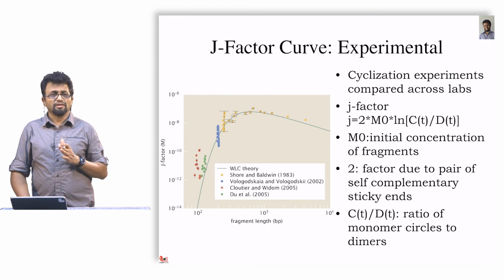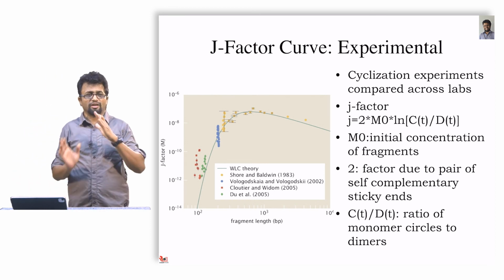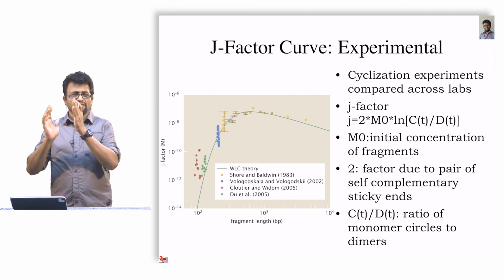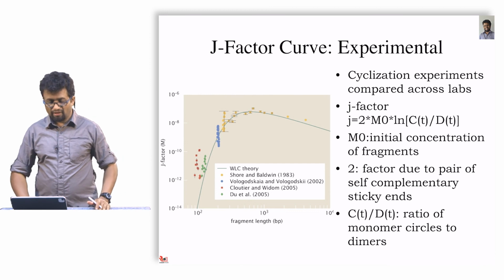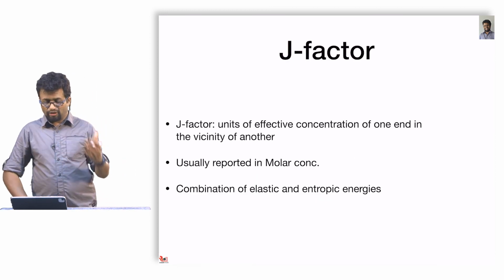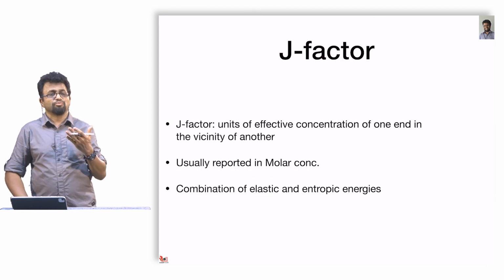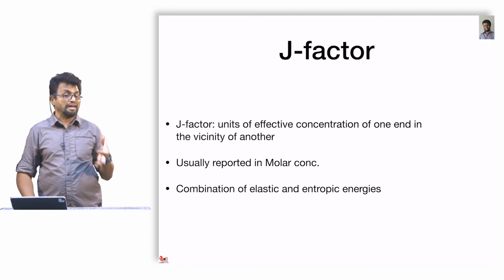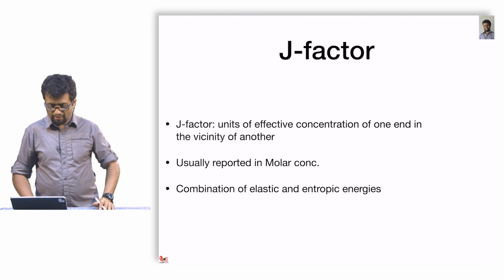And this is kind of the current state at which our understanding of polymer mechanics, chromatin packing and distance maps is at. So, J factor in some senses is the unit of effective concentration of one end in the presence of another, and it is reported in terms of molar concentration. So, you can do these experiments in a molecular biology lab, it is as simple as that. So, a biotechnology kind of environment.